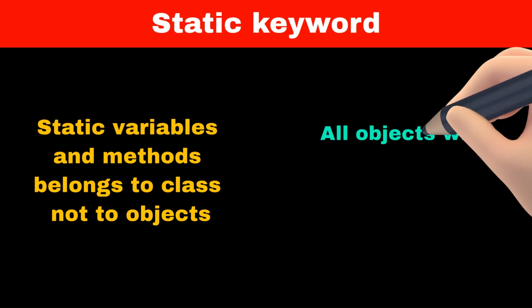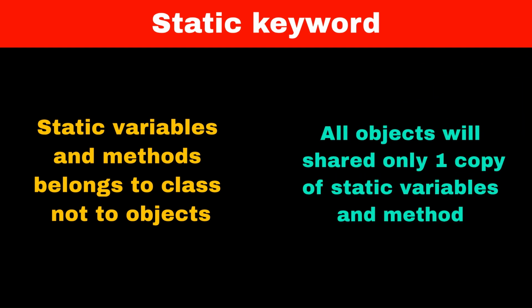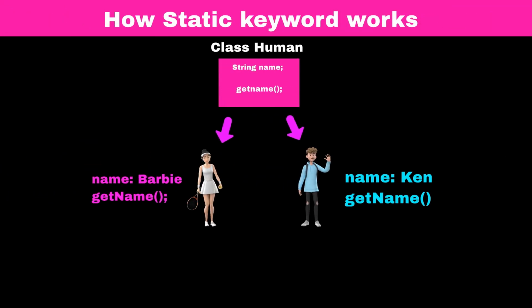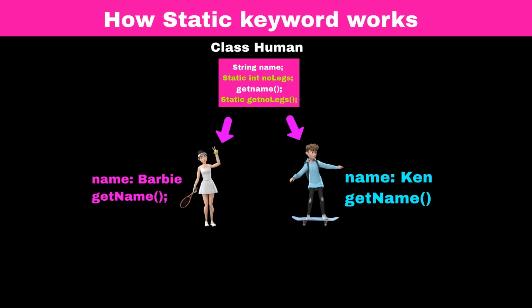On other hand, static keyword is used to create variables and method that belongs to class itself rather than to specific object. This means that static variables and method represent common properties which is shared by all the objects. For example, all humans have two legs and we can represent this with the static variable number of legs and static method get number of legs.